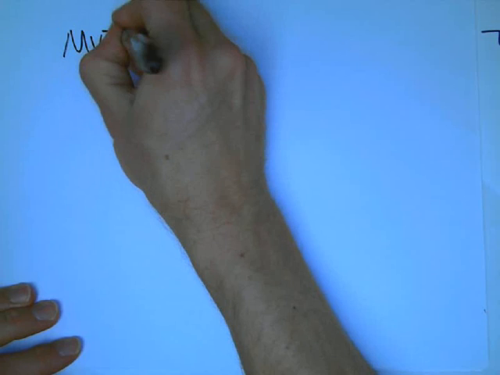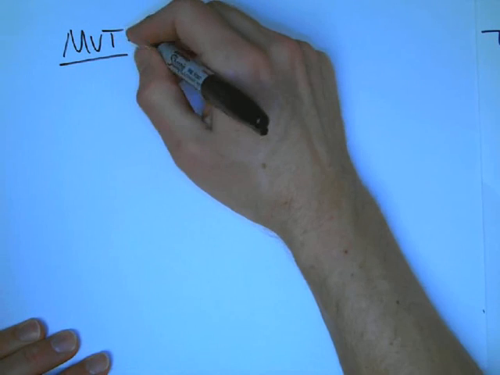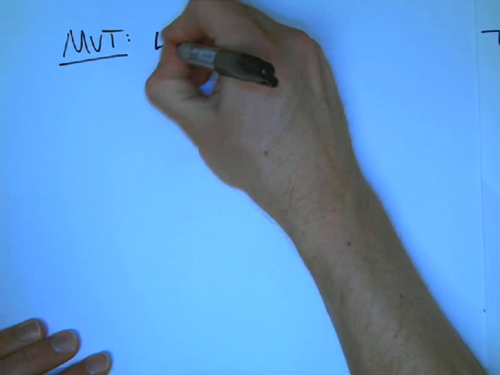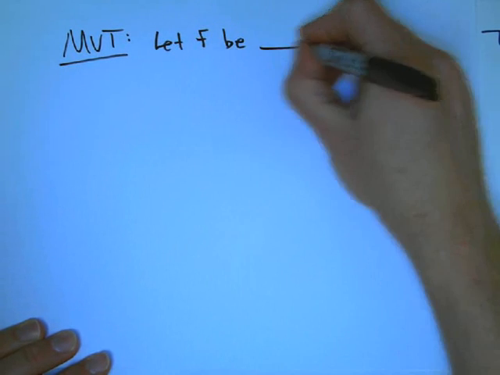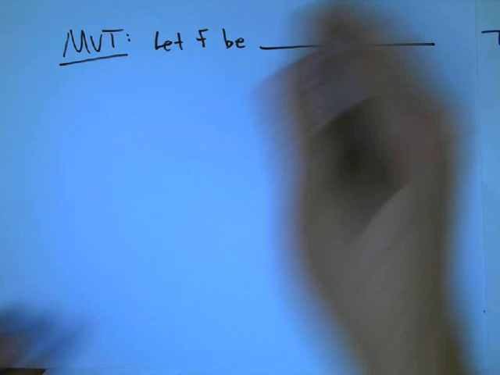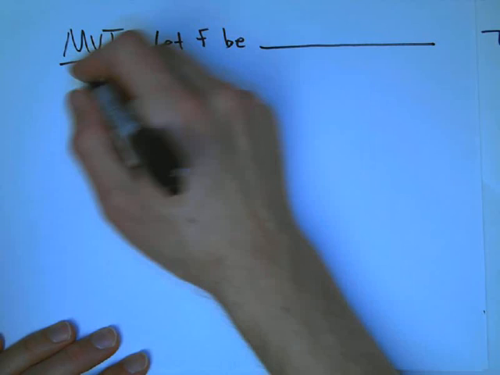So MVT, I'm going to fill it out with one big blank in it. Let F be blank, and that's going to be one of these theoretical assumptions that we need to make the thing work, and we'll talk about that in a second.